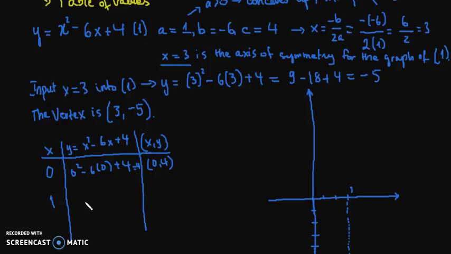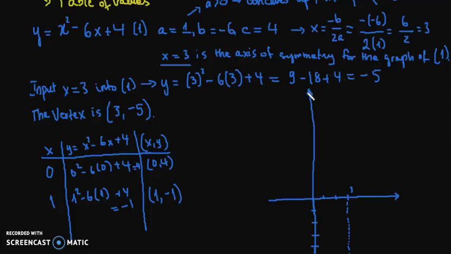Let's try x equal to 1. For x equal to 1, we have 1 squared minus 6 times 1 plus 4, and this equals 1 minus 6 plus 4, which is negative 1. So x equal to 1, I have y equal to negative 1.